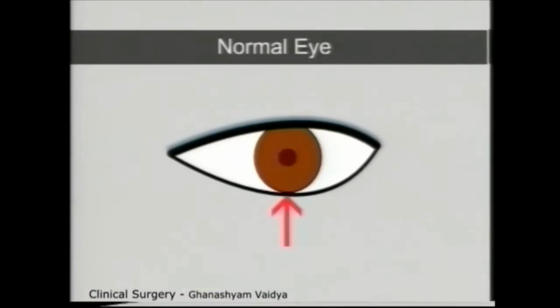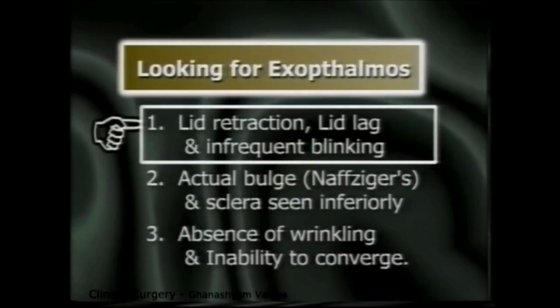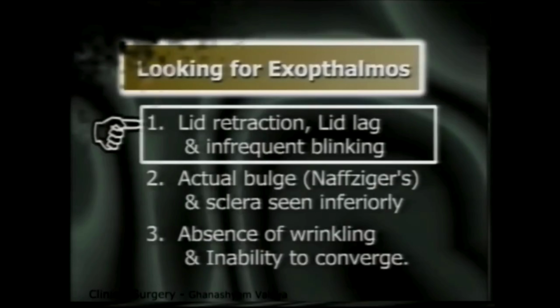Normally, the lower lid just touches the limbus at 6 o'clock, while the upper lid covers the upper margin of the cornea from 11 to 1 o'clock. Limbus is the corneal margin. The early eye signs of thyrotoxicosis are lid retraction, lid lag, and infrequent blinking.